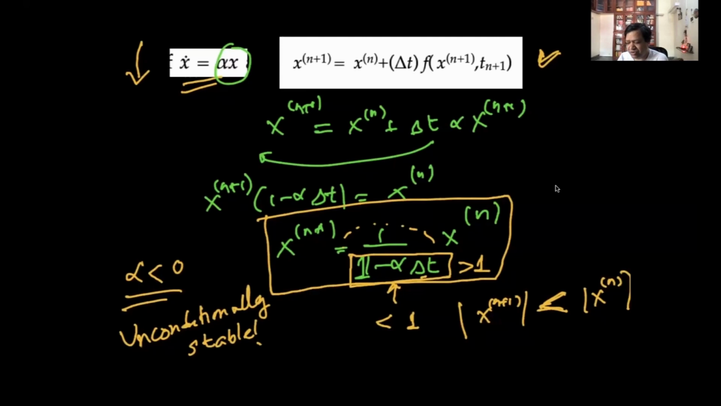Now we can also very easily show that if alpha is complex but the real part of alpha is negative, then also I expect the solution to decrease, and it happens here as well. So I will leave that for you as an exercise.